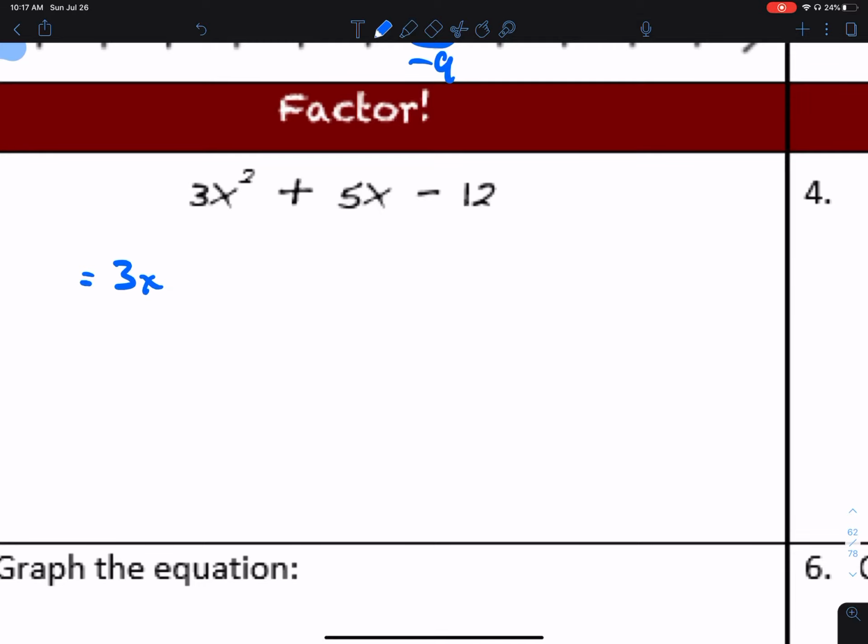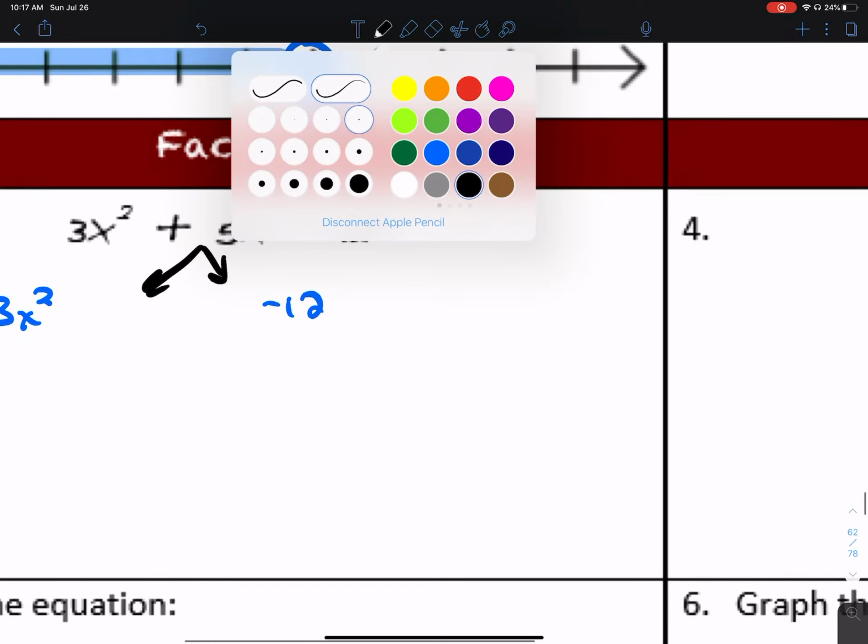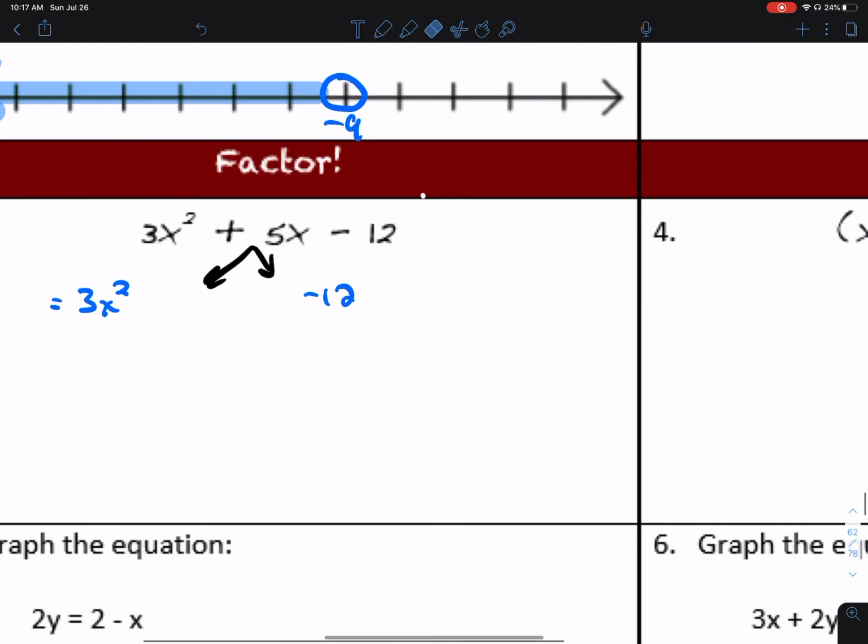So the first term is going to stay the same. Last term is going to stay the same. But this middle term is going to get split into 2 separate terms. How do you split it? Well, let's use the MAN method. It's not really a method, it's just an acronym.